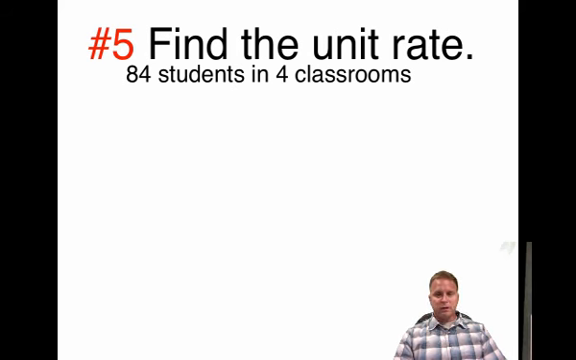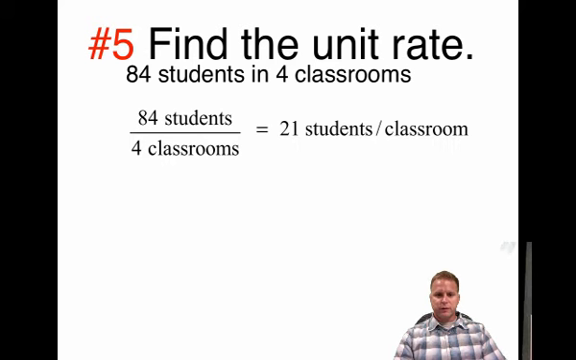Would you try number 5, please? Pause the video, see if you can get the unit rate of students to classrooms. Okay, here we go. 84 students, 4 classrooms. Do the division, you'll get 21 students per classroom. If you reverse it, it doesn't really make sense. 21 classrooms per student doesn't really sound logical.